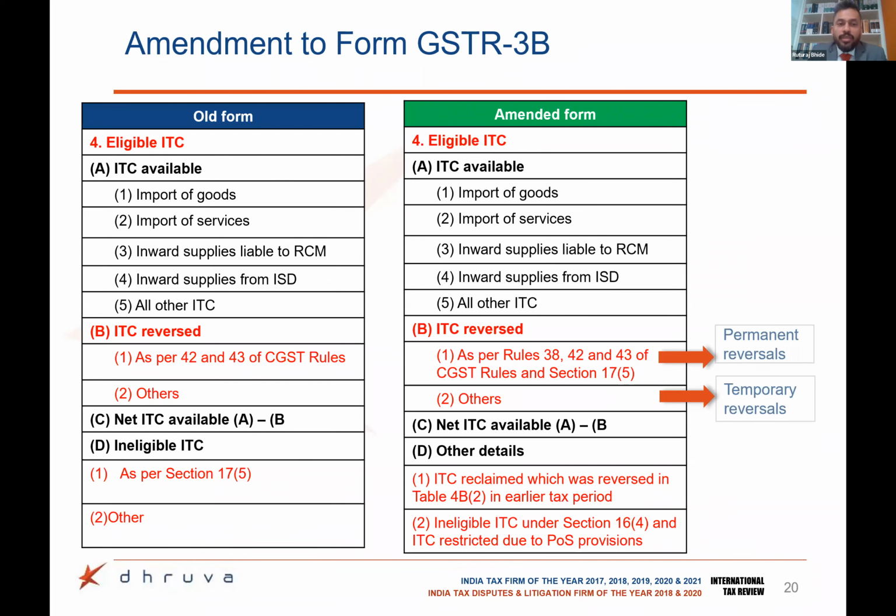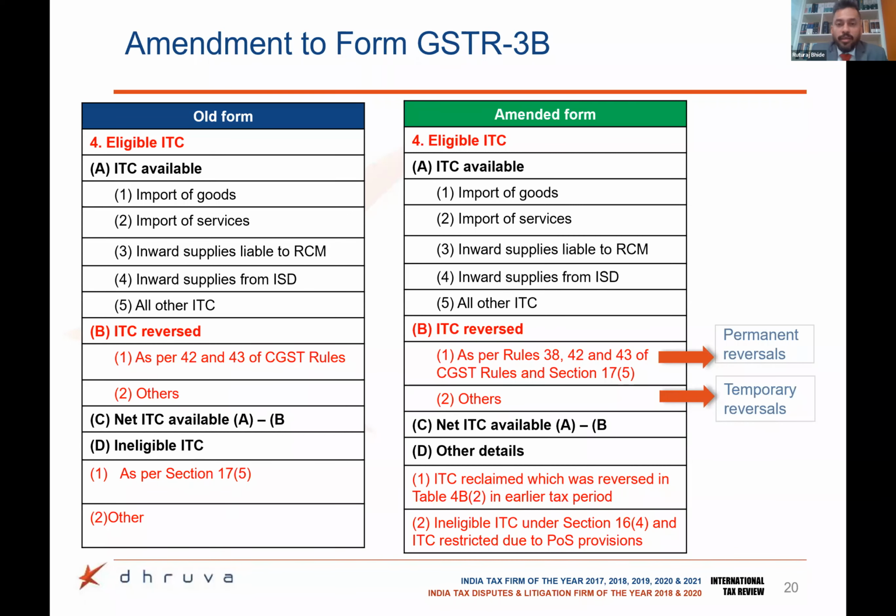In the old form, if you see part 4, we talk about eligible ITC. In 4A, we mention what is the ITC available on import of goods, services, etc., and all other ITC. There is no change in respect of 4A. In 4B, earlier we were required to mention the ITC reversed under Rule 42, 43, and any other reversals that you were making. And then this will work out the net available ITC.